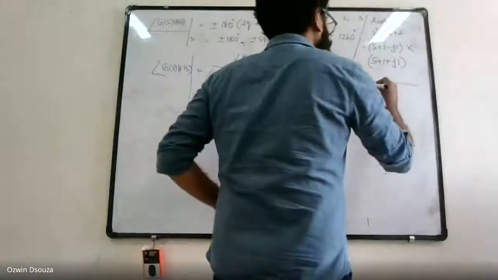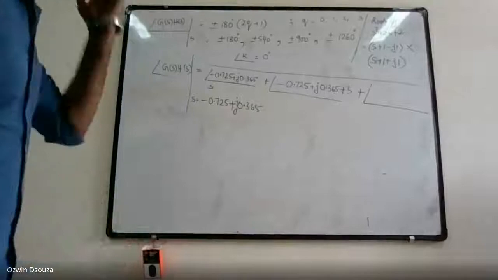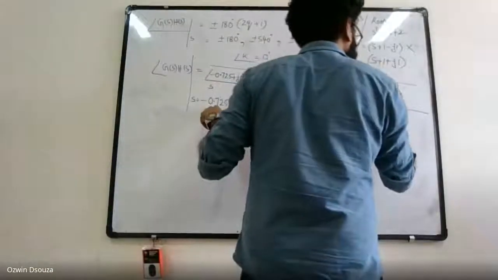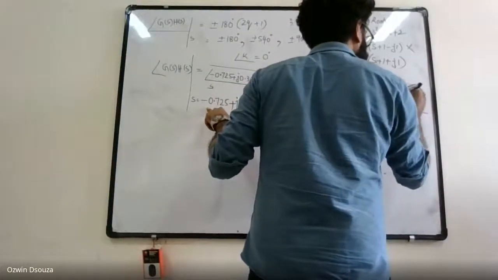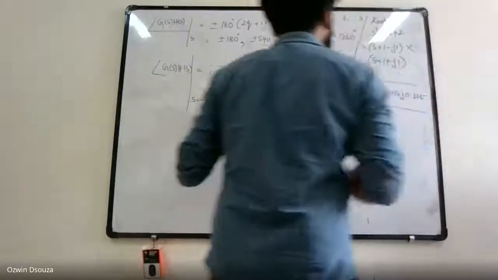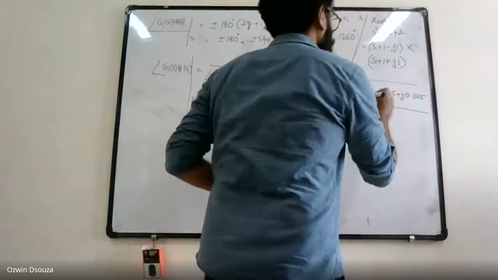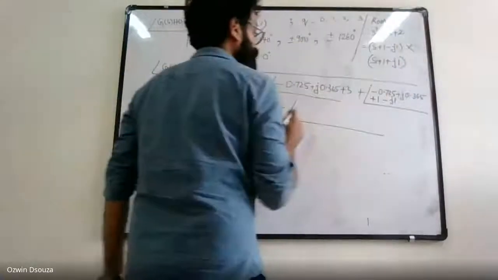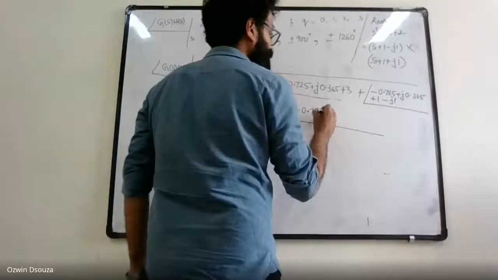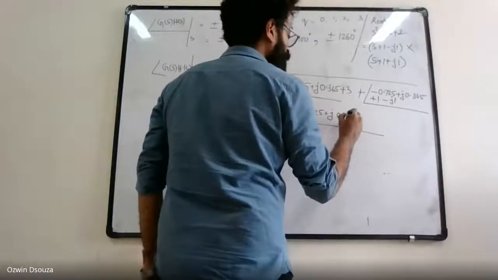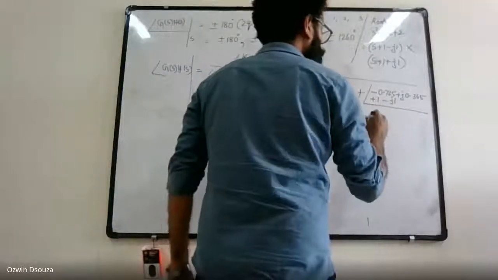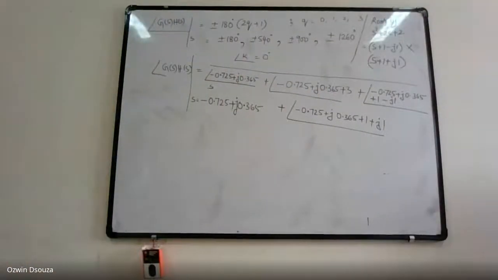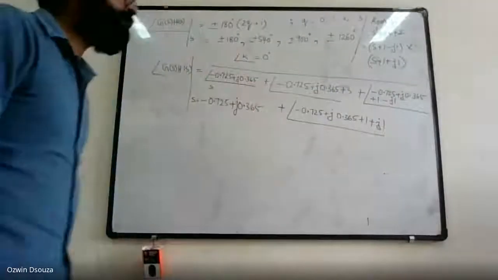Okay. So that you can carry out the addition very quickly. Against S, you substitute minus 0.725 plus j0.365 plus 1 plus j1, plus 1 minus j1, plus the angle of the second root, that is minus 0.725 plus j0.365 plus 1 plus j1. Okay. Done.